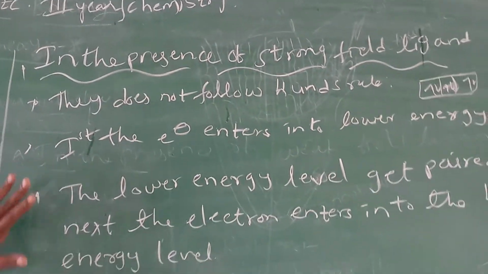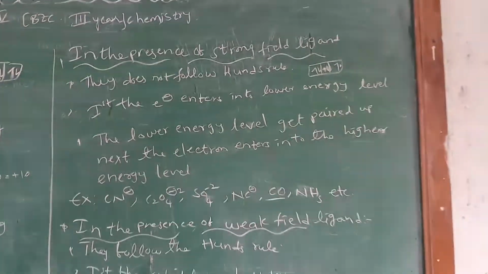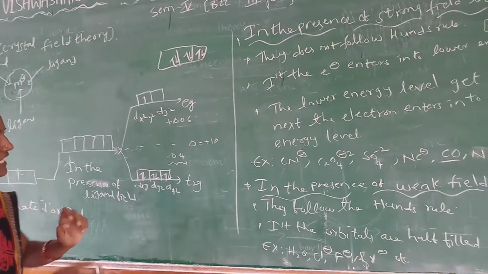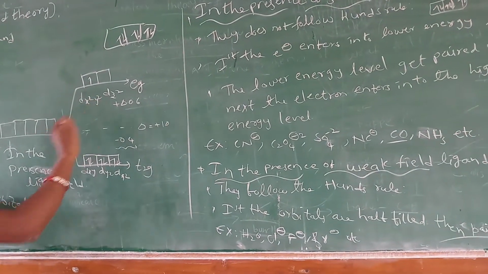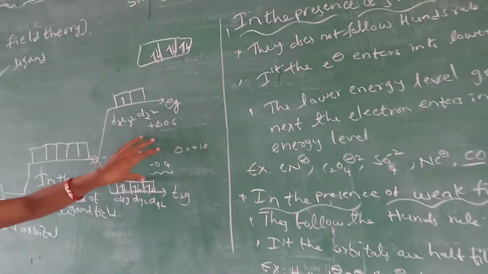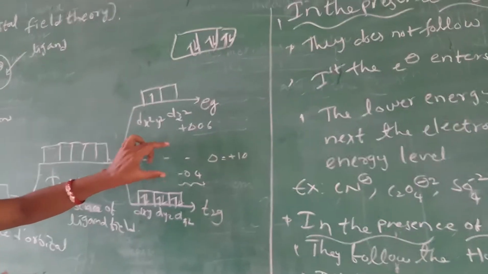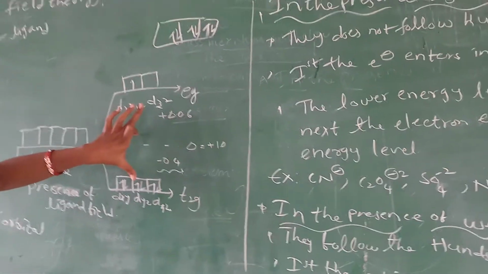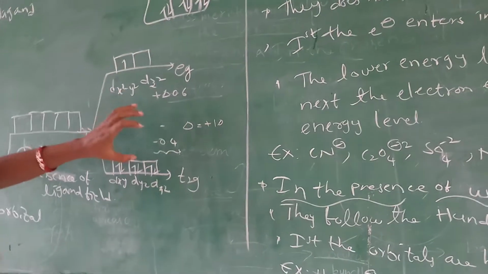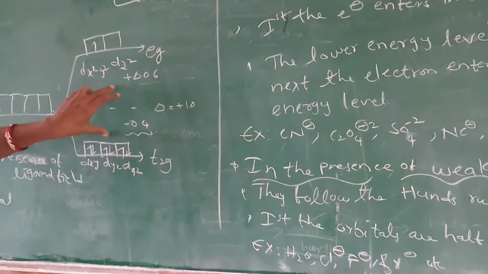Now what happens in the presence of a weak field ligand? The energy gap decreases. So between Eg and T2g, very little energy is present; a very small gap is present. In the presence of a strong field ligand, a very large energy gap is present, but in the presence of a weak field ligand, a very small gap is present.